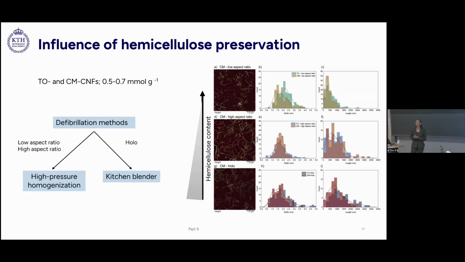And this was done by starting with fibers with different initial hemicellulose content, such that higher initial hemicellulose content resulted in longer fibrils, indicating a better preserved fibril structure. And from this, we prepared isotropic and anisotropic hydrogels and evaluated their mechanical properties.